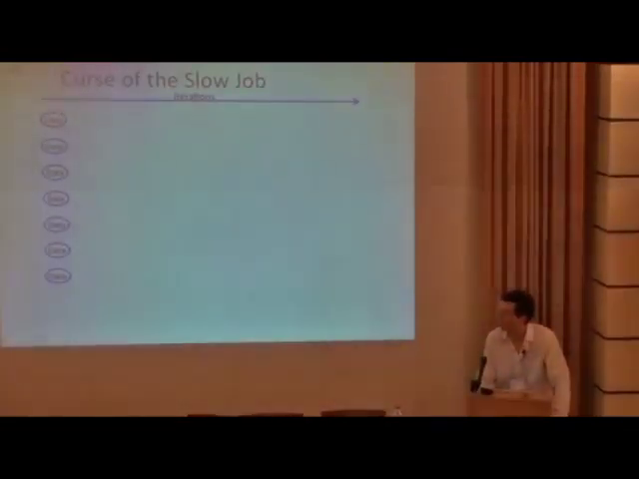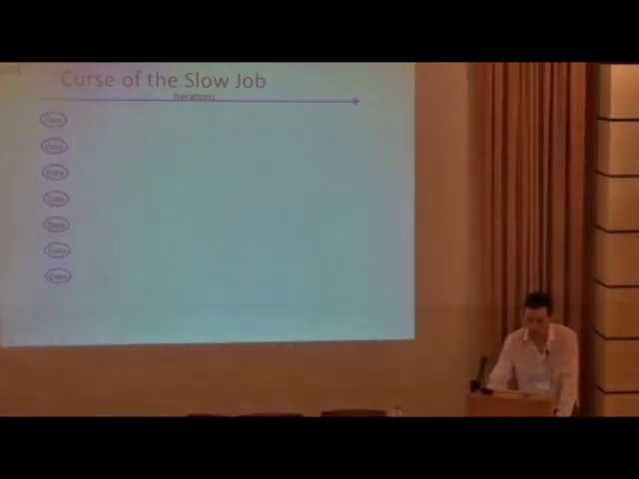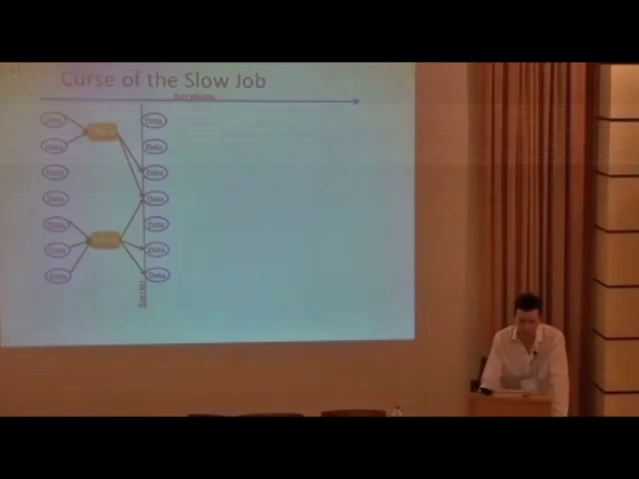So let's start with an example of a systems perspective problem with the bulk synchronous model. This is also known as the curse of the slow job, or you can think about it as the curse of the last mapper. So what can happen is you're running a bunch of these processes in parallel, but one is really slow, and you have to wait for it until the barrier comes.